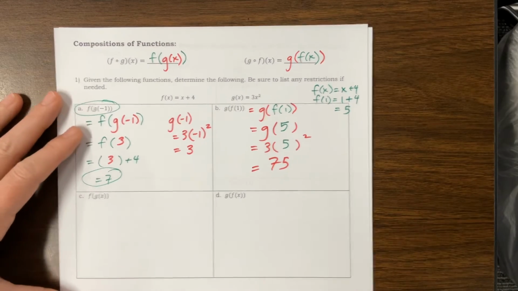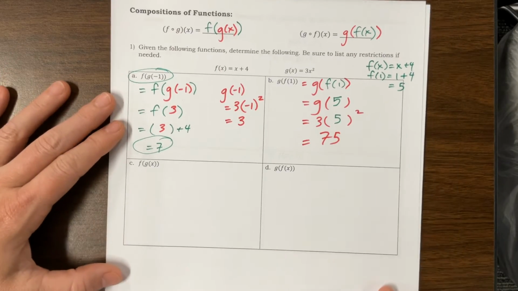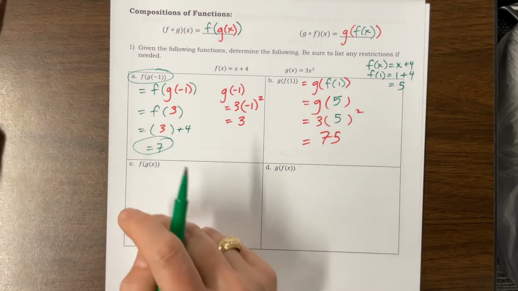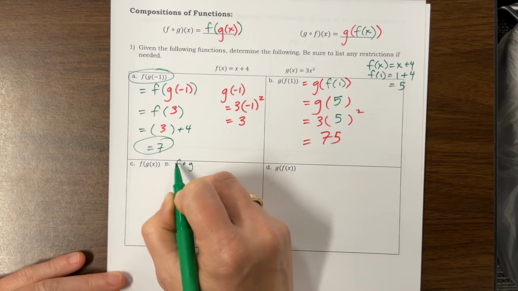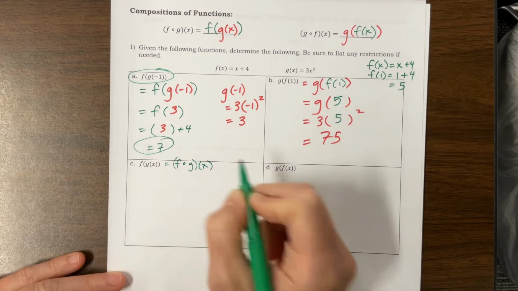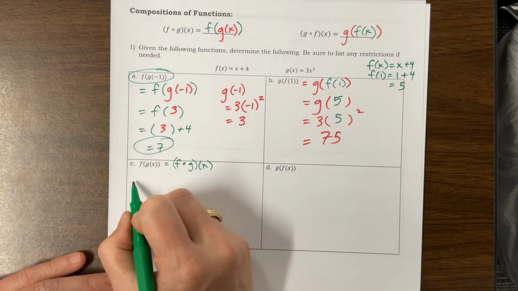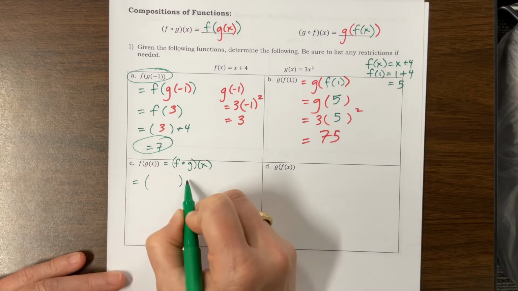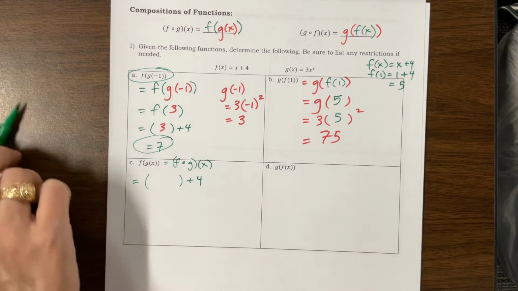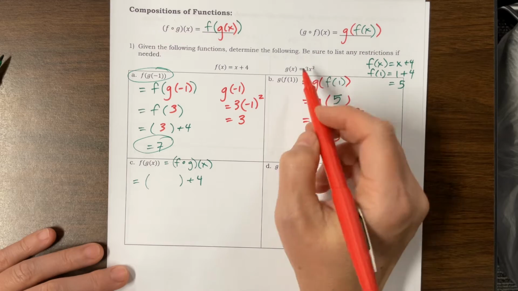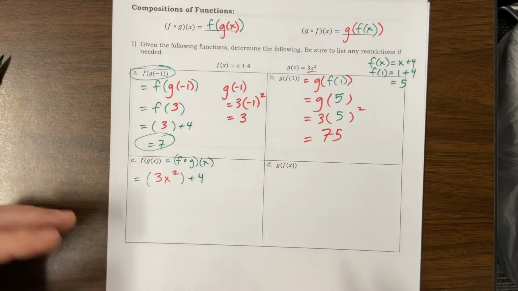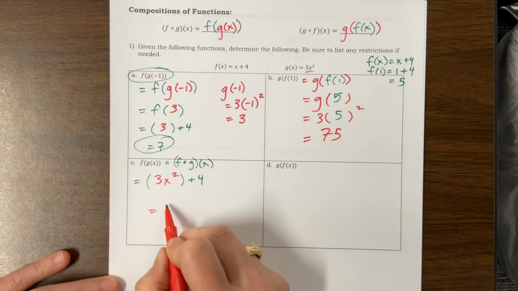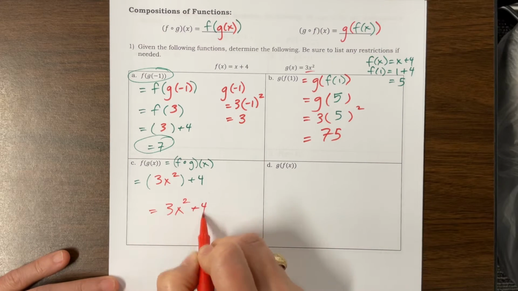And there we go. Now the next one, I'm really going to enjoy the color on this one. This could also be written f of g of x. So we're going to take the function f, which is something plus 4, and what we're going to put in is g. Well, g over here is this 3x squared. We don't need the parentheses, we just have these two terms. So this cleans up to be 3x squared plus 4.